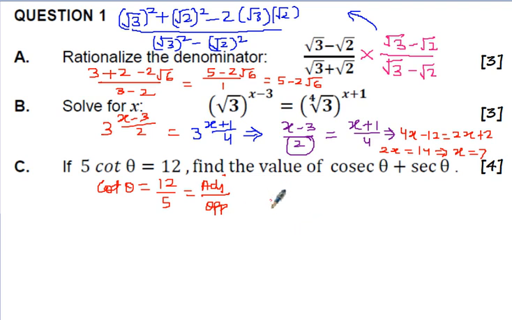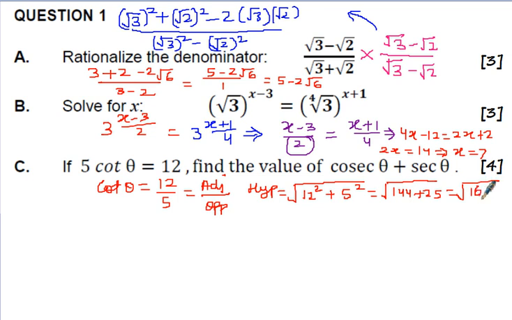So now what will you do? You will apply Pythagoras, and using Pythagoras you can find that the hypotenuse will be the sum of adjacent square plus opposite square. I am doing it directly. You can draw a diagram and solve. So it comes 144 plus 25. Show the steps, which is 169. So it comes 13.